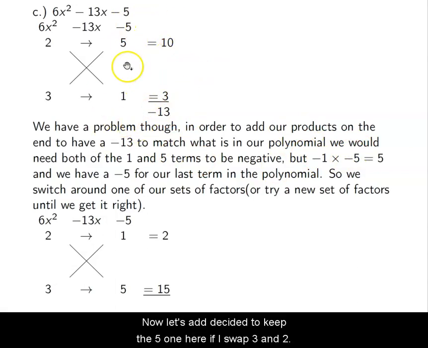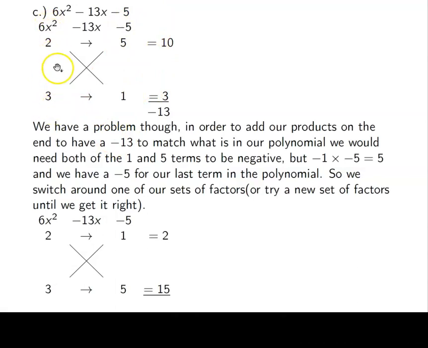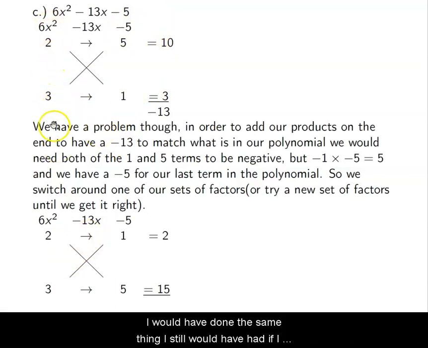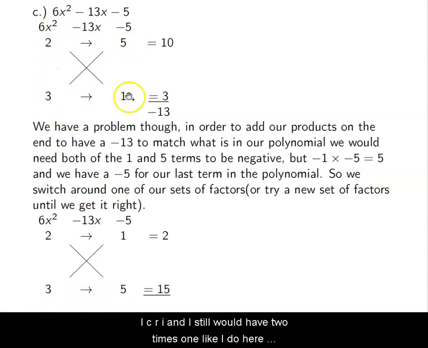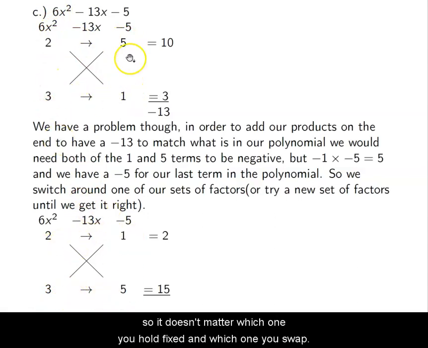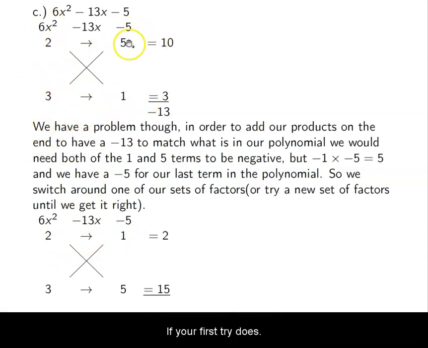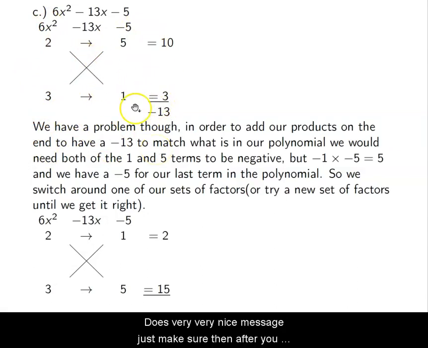Okay. Now let's say I decided to keep the 5, 1 here. If I swapped 3 and 2, I would have gotten the same thing. If I had this as 3 and this as 2, I still would have gotten 3 times 5, like here, right? And I still would have had 2 times 1, like I do here. So it doesn't matter which one you hold fixed and which one you swap if your first try doesn't work out. Okay, so it's a very, very nice method.